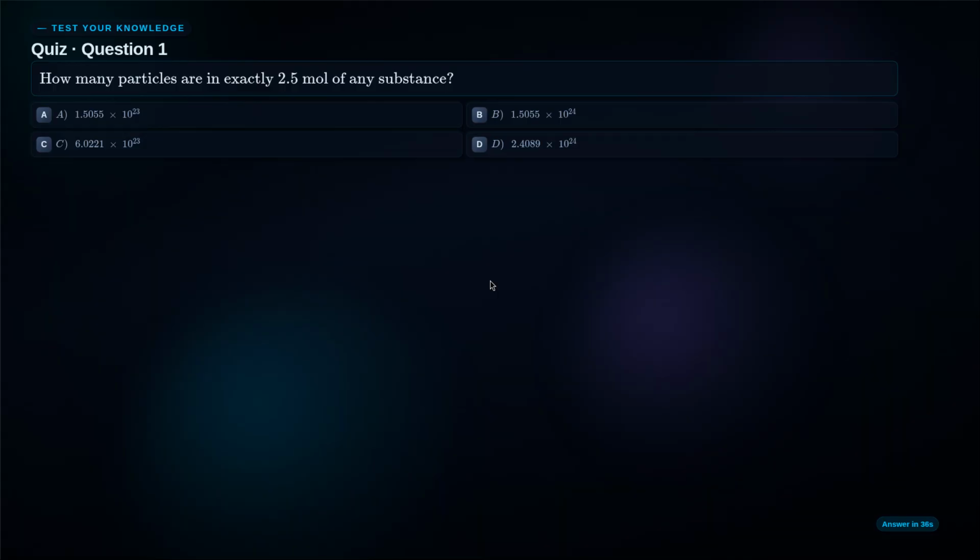Quiz 1. Question: how many particles are in exactly 1 mole of a substance? Option A, 6.022 times 10 to the 23rd. Option B, 12.00 times 10 to the 23rd. Option C, 1 times 10 to the 23rd. Option D, 6.022 times 10 to the 19th. Take 60 seconds to think about your answer. Pause here, and we will reveal the correct response shortly.